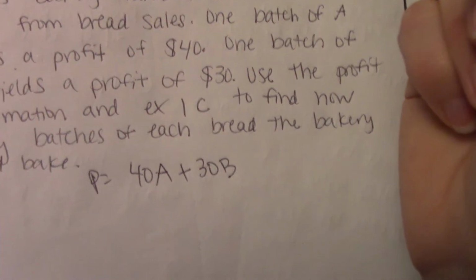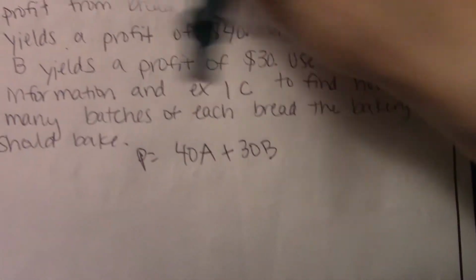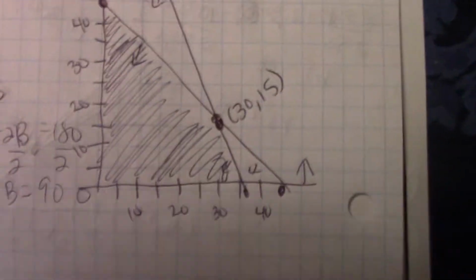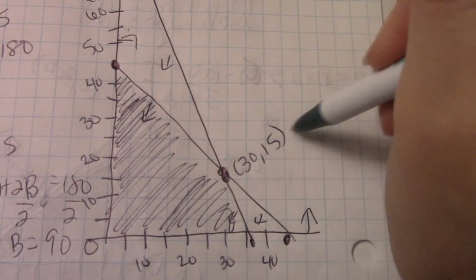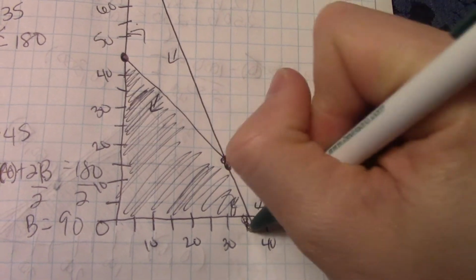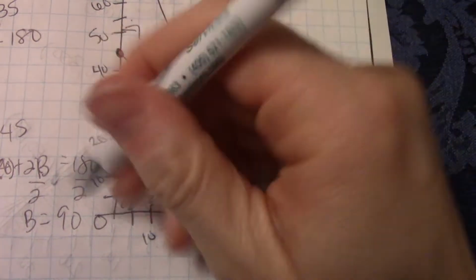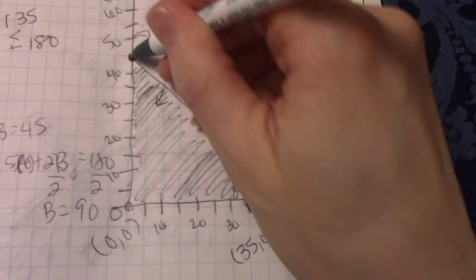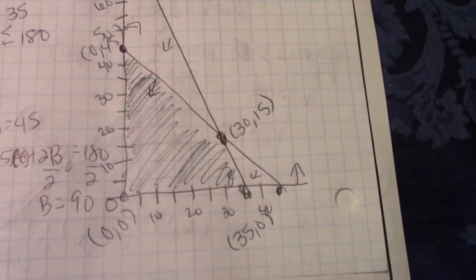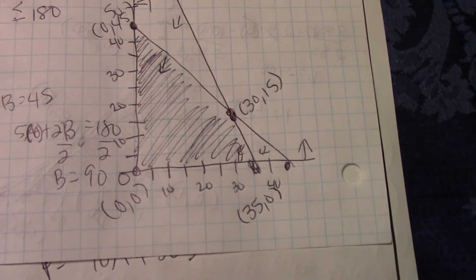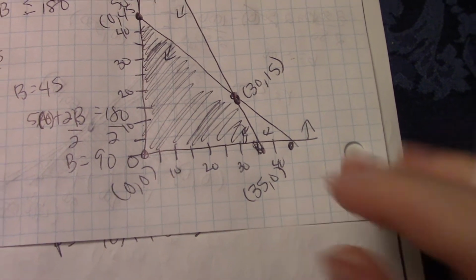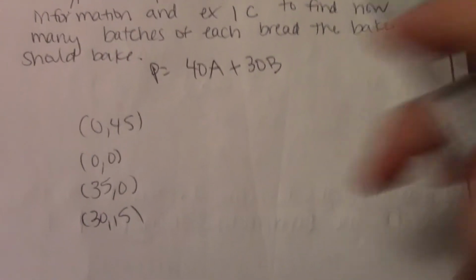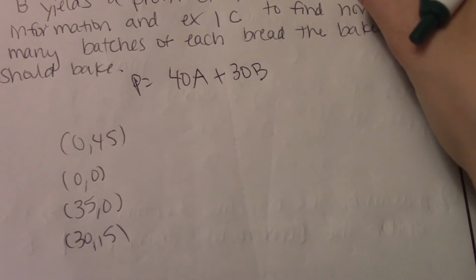So we'll call it P this time. Now we have to go back to our graph, our vertices. We had 4 lines, so 4 vertices: 30, 15, 35, 0, 0, 0, and this one up here is 0, 45. Remember to take each one of these that we just found and plug it into here. These were our A's and these were our B's.